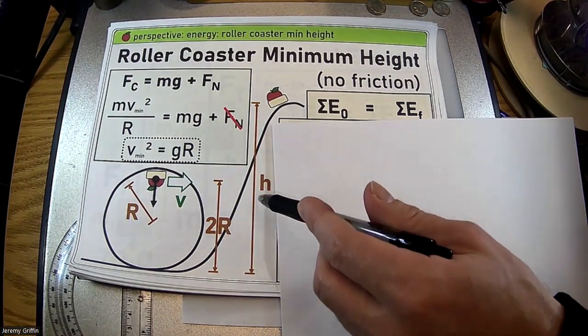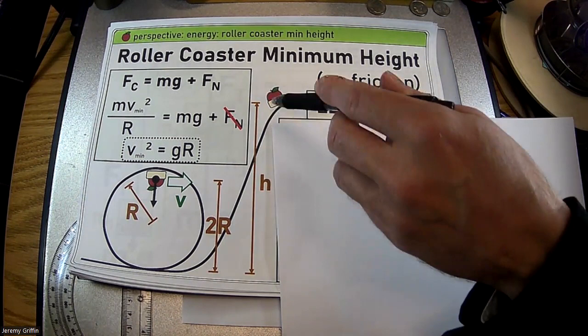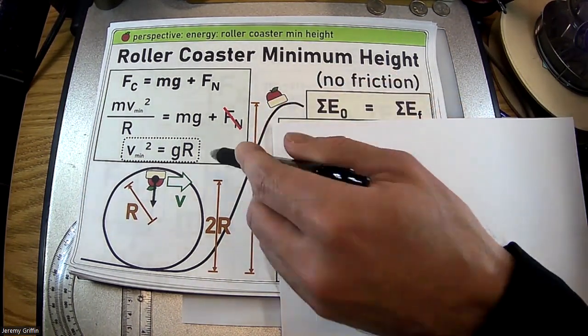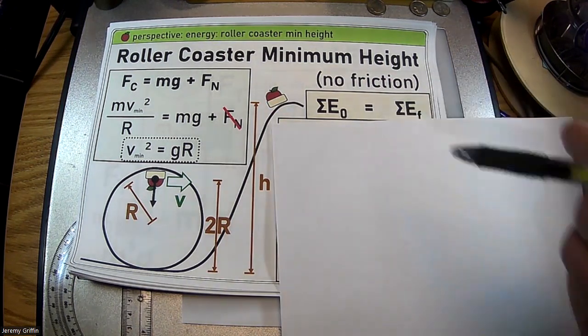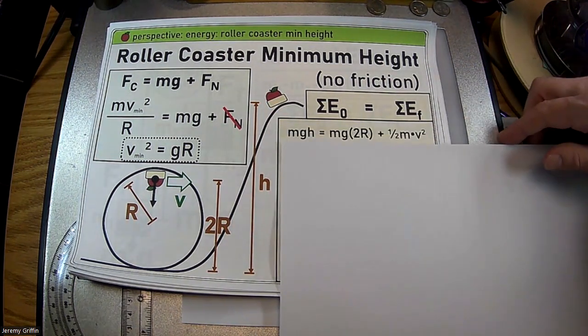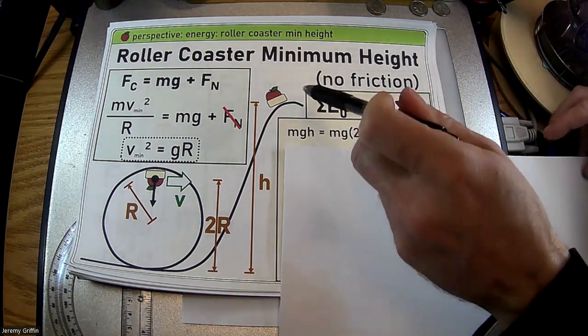Then you back up one more step. How high a hill did I have to drop it from in the first place so that it could reach that speed? And that's a conservation of energy question. Suppose a closed system, no frictional loss. We got mgh.